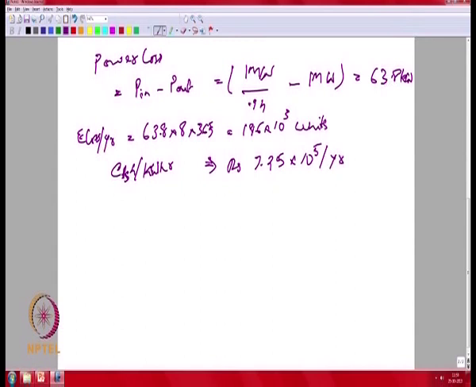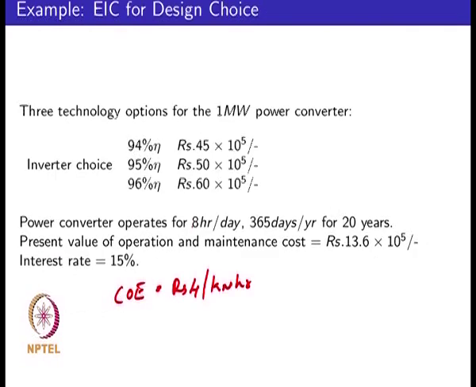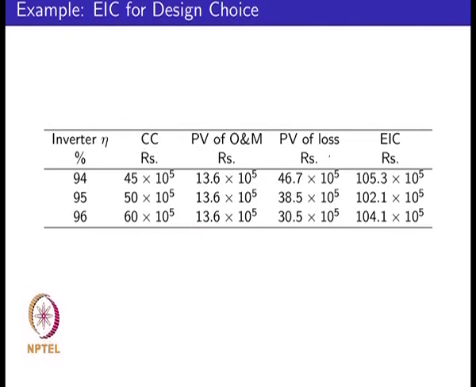So, then you could calculate what the net present value of your cost is based on the expression that we just had. So, using the expression for the annualized cost, you know what is the cost per year, you know the rate, you know it is operating over 20 years of life, you can then calculate what the net present value of losses is. So you have the capital cost being 45, 50 or 60 into 10 to the power of 5. We assume the operation and maintenance cost to be 13.6 for all the 3 units. If you calculate the present value of losses for the 94%, it is 46.7 into 10 to the power of 5. For the most efficient, it is 30 into 10 to the power of 5 because the losses are a lot lower.